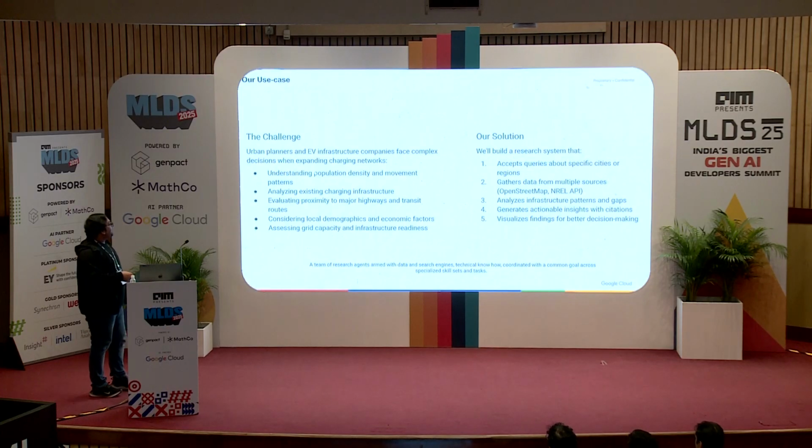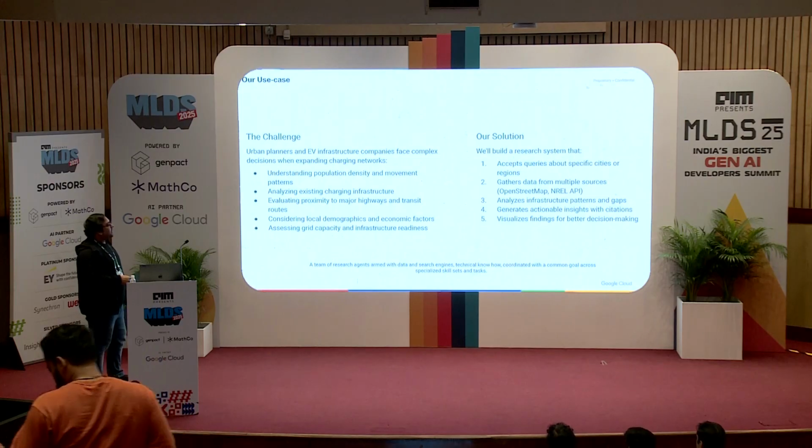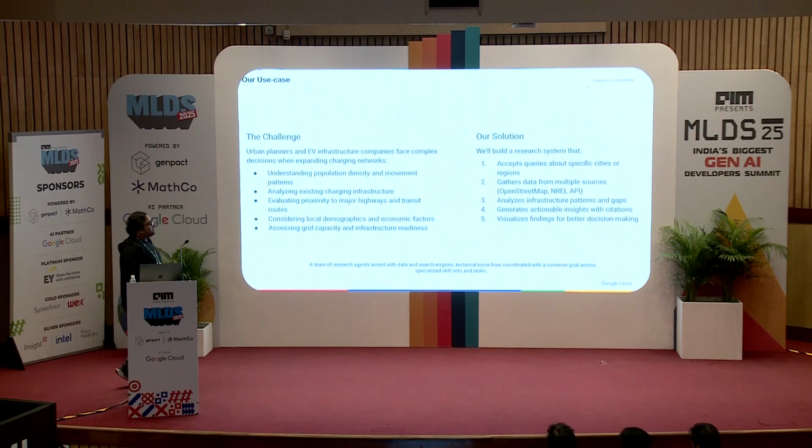So that's the problem. What we're going to do here, in a solution format, is get these queries from a user. We'll use these two APIs, OpenStreetMap and NREL API, both of which are US APIs. We'll analyze the whole data, and then towards the end, we'll generate the report, and second, the graph out of it.